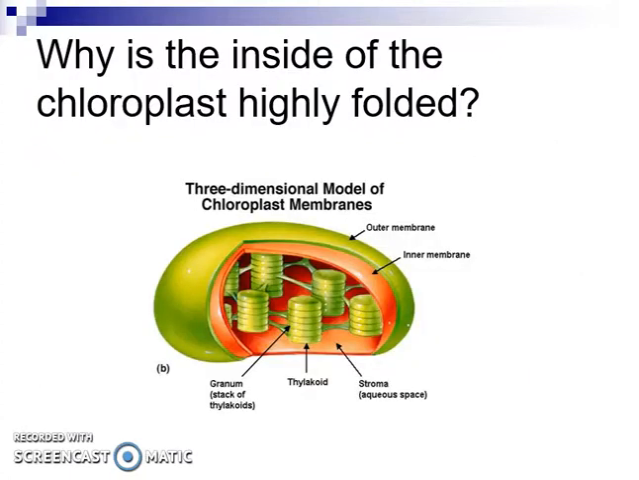So why is the inside of the chloroplast highly folded? Hopefully you were paying attention to me. You can pause the video now and you can try out your answer. Hopefully you came up with the idea that it's highly folded to increase surface area, which is going to increase the rate of photosynthesis, or the reaction that's going to happen. And you're going to see that highly folded idea increasing surface area at multiple points throughout the year to come.